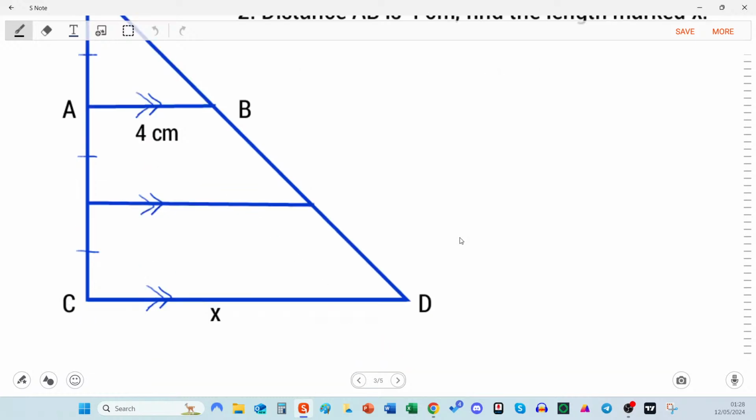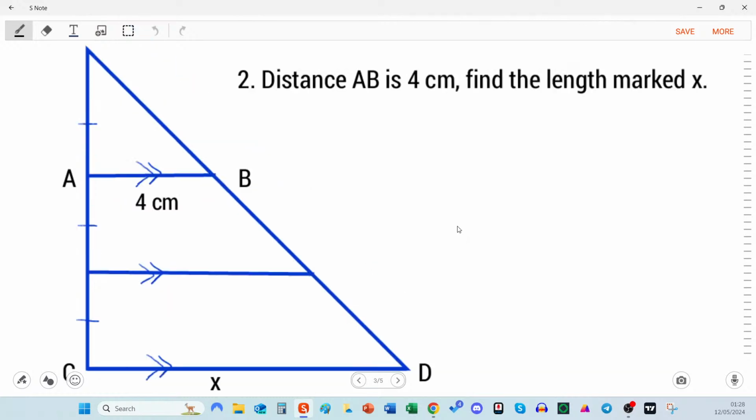I just thought I'd throw in a line there to put people off, but hopefully it didn't put you off. Distance AB is 4. Okay, well, everything's marked. So now all there is left to do is see how we can tackle this. If that's 4 centimeters, I'd be interested to know how much bigger it gets.